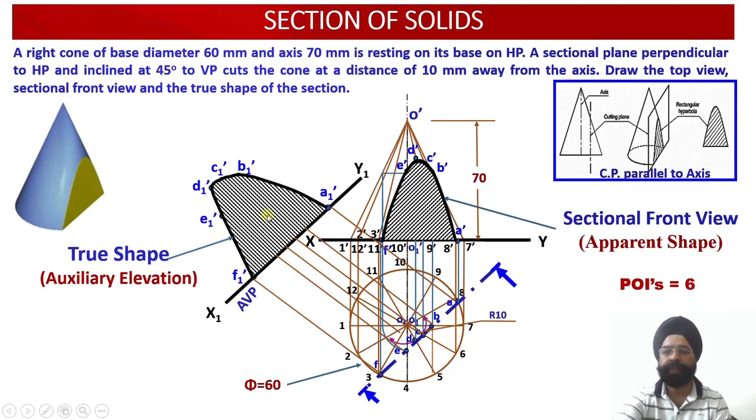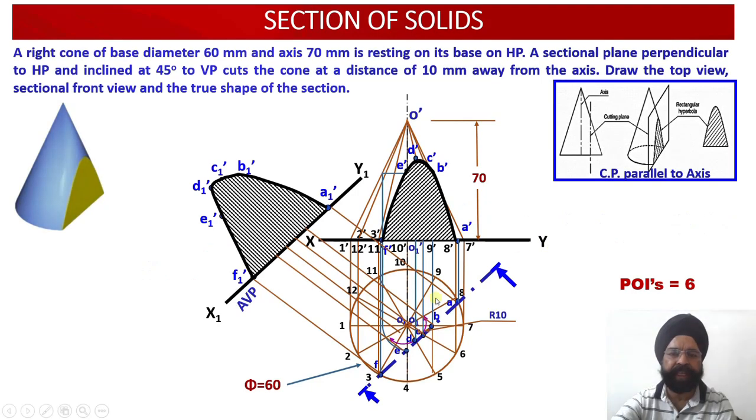So in today's lecture we have discussed how to draw the top view projections, how to draw the front view projections, and how to draw the true shape projections for the cut section using the fundamentals of projections of solids, then section of solids, and then the auxiliary plane method.